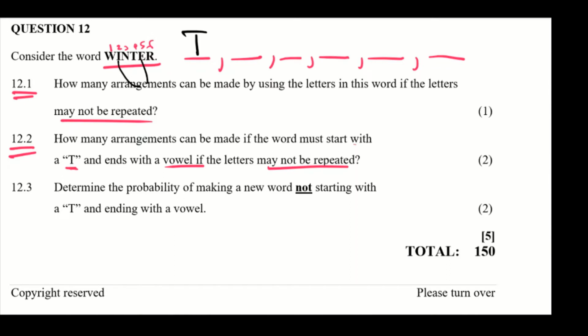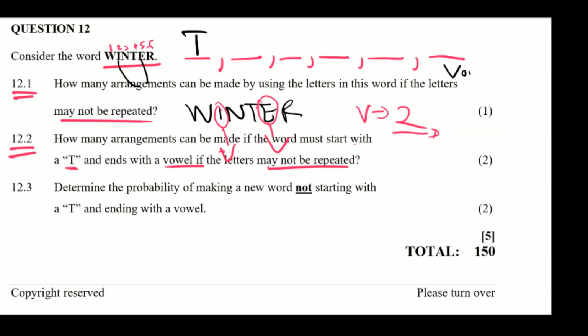So let me write it properly. So it's winter. E is a vowel and I is a vowel. So we have 2 vowels. So V is equal to 2. So they say that it ends with a vowel. So if this is a vowel, how many vowels do we have? We have 2 vowels. We're going to choose 1, but we have a total of 2. So there are 2 ways of placing a vowel at the end, right?